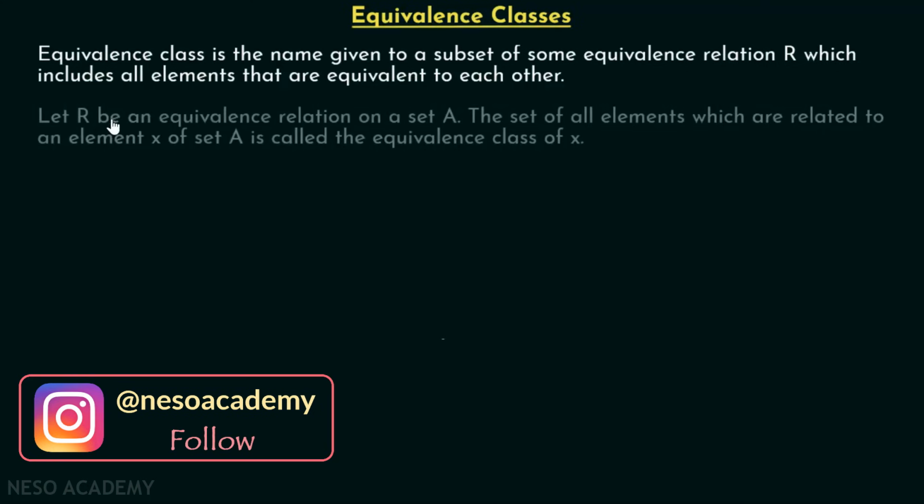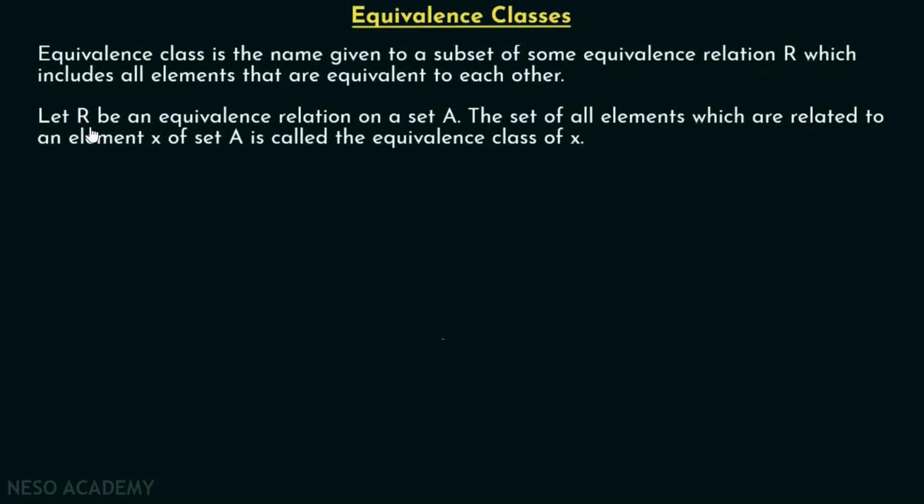So let R be an equivalence relation on a set A. Let's say we have relation R which is defined on set A, and this is an equivalence relation. First of all, it should be well noted that in order to form equivalence classes, the relation must be an equivalence relation. The set of all elements which are related to an element X of set A is called the equivalence class of X. Understand this properly. Here we are talking about the set of all elements which are related to each other. They form the equivalence class of a particular relation.